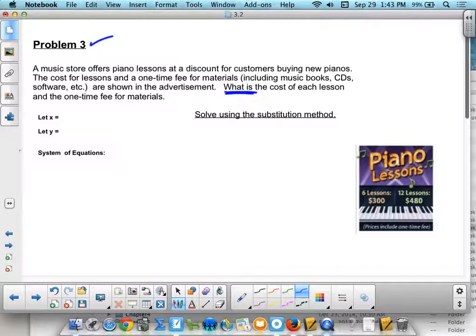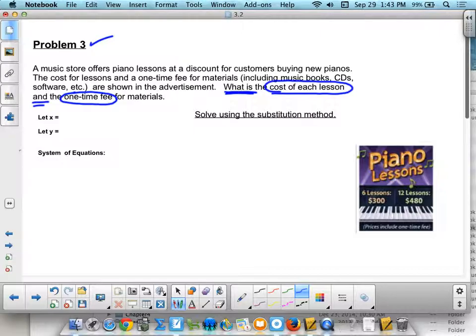See that? When I hear "what is," that's the question. What is the cost of each lesson? Guys, listen. And what else do I have to find? The cost of the one-time fee. There are two things you're looking for, and there's always two things you're looking for. So let X be what?